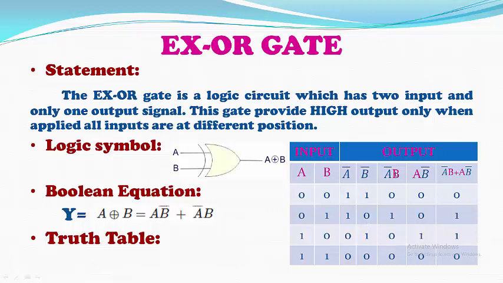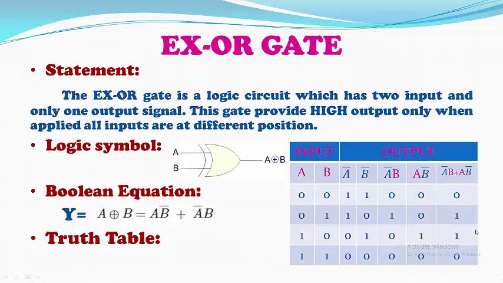Now A bar into B. Take multiplication of these two columns. When both inputs are at high position, then value will be high. For the rest of the conditions, value will be 0. For the next term, A into B bar, take multiplication of these two columns in which both the inputs are at high position, then output is high, and when input is low position, then value is low.